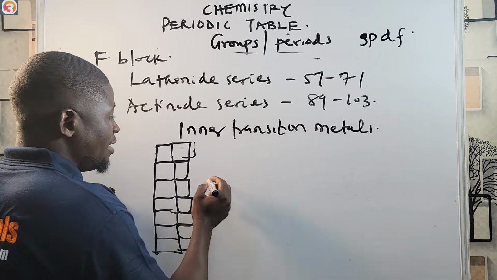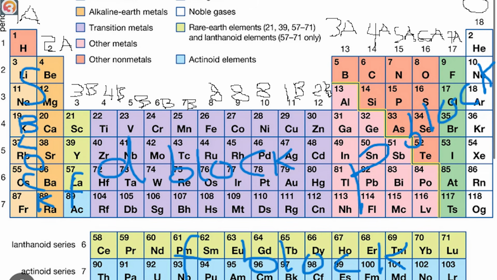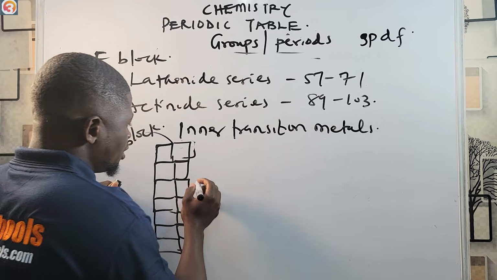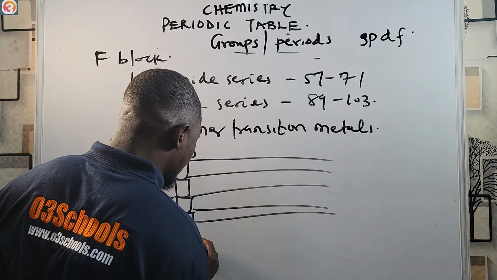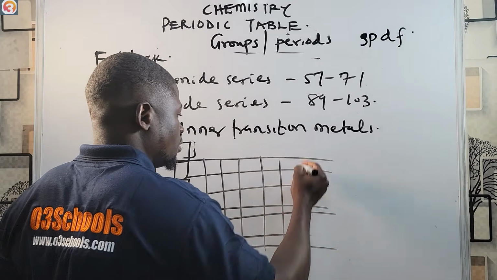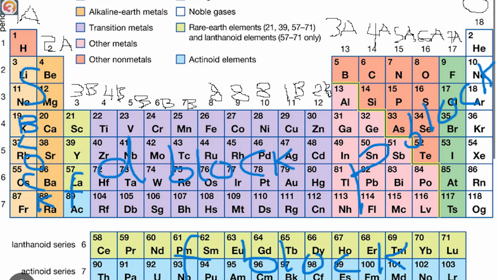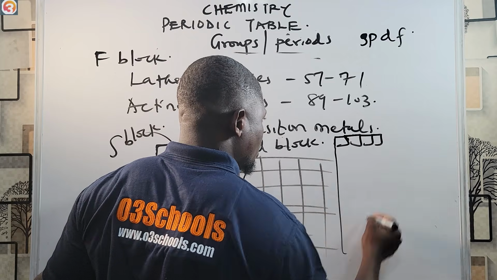Then you now have the transition metals. This first block here is the S block. Then you have the transition metals, which is the D block. Then you have another block that goes from 3A to 7A all the way down.